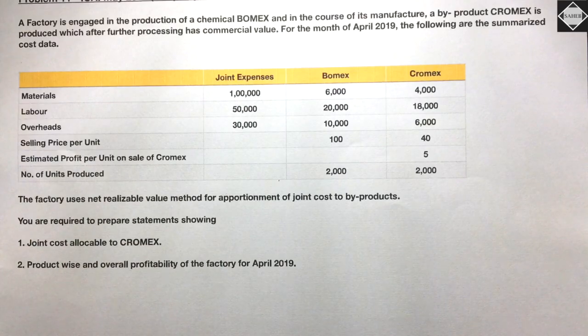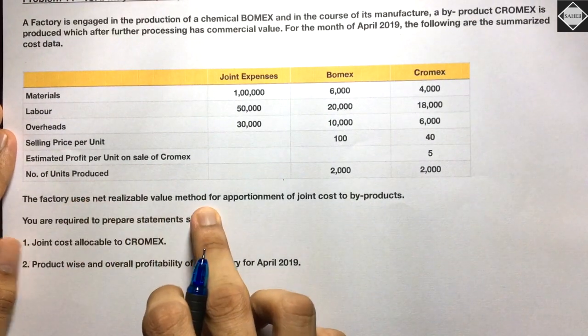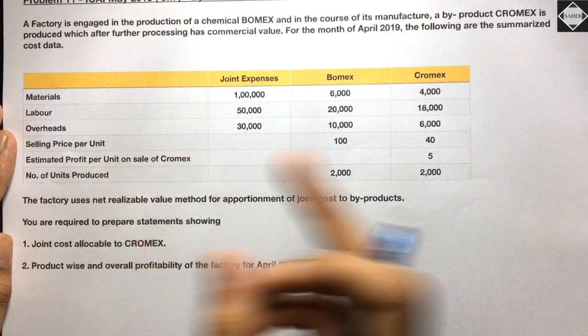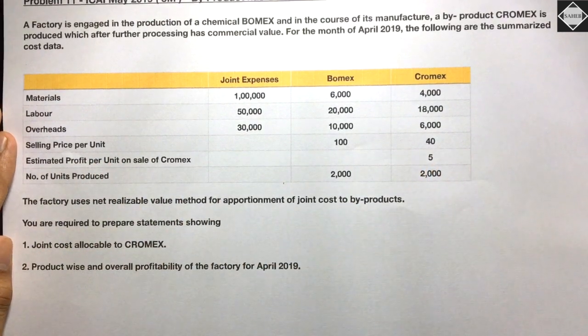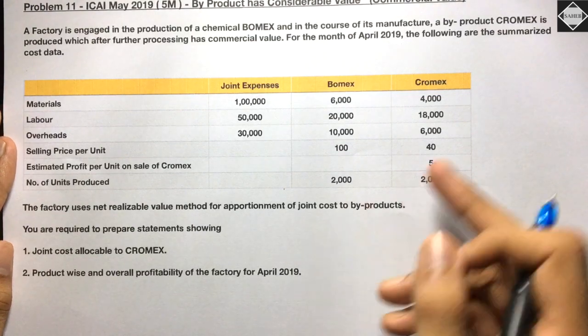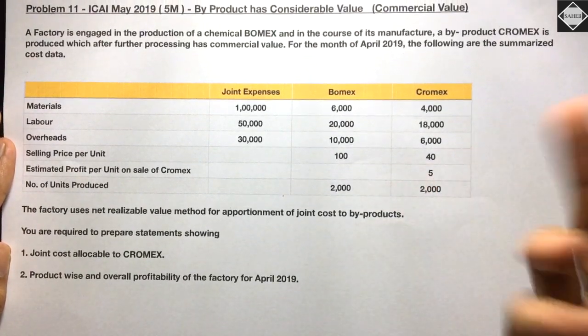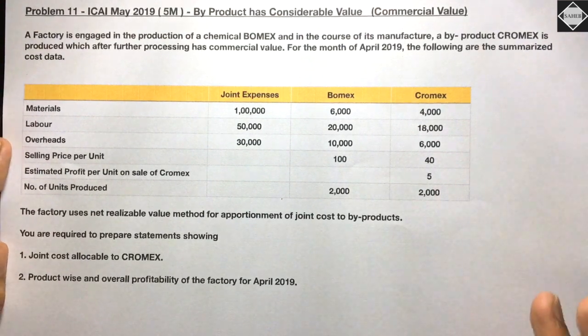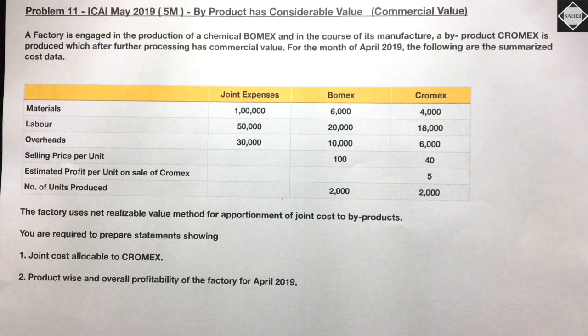Here you can make a mistake, and previously I also made this mistake. I thought here we have to apply the basic NRV method, but no, not basic NRV, because profit per unit is given now. So immediately you have to understand that you have to apply the reverse cost method for byproducts, because profit percentages or profit per unit is given. Here profit per unit is given. There can also be percentages or profit margins given. Is that clear? Simple, right? So this is what you have to do.